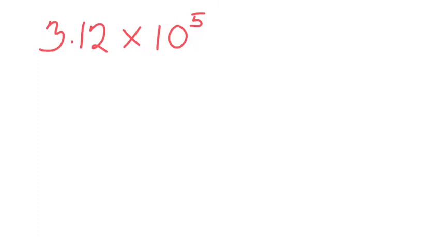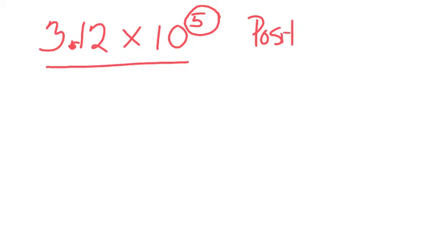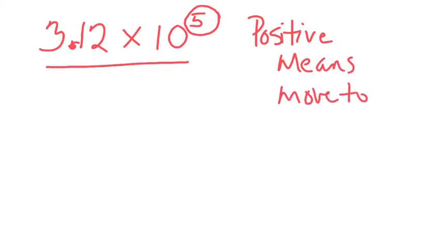Okay? This number is written in scientific notation. We're going to look at the 5 that goes with the 10, the exponent, and we're going to concentrate on the decimal that's right here. Now, a positive exponent means move to the right. So this is a positive exponent, so we're going to move the decimal 5 places to the right.